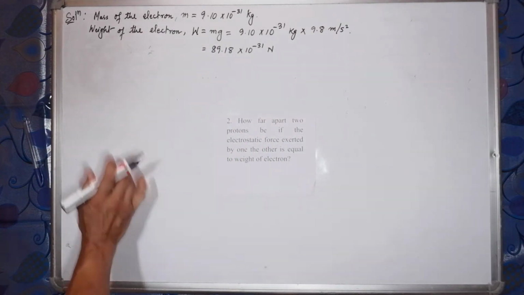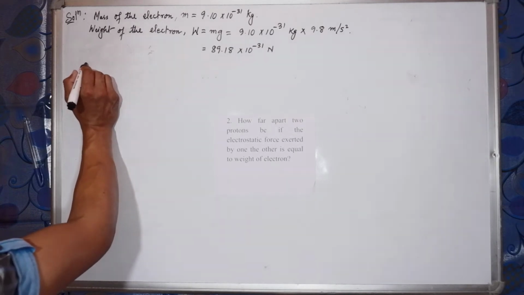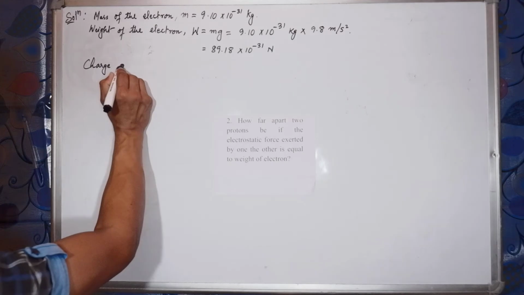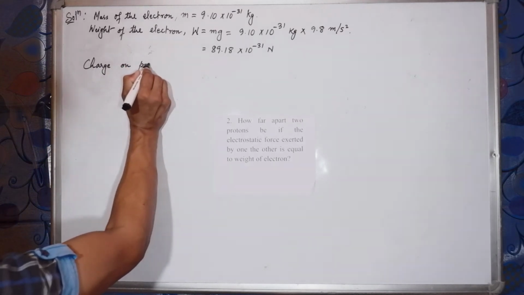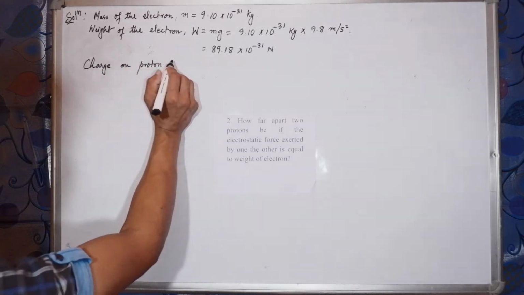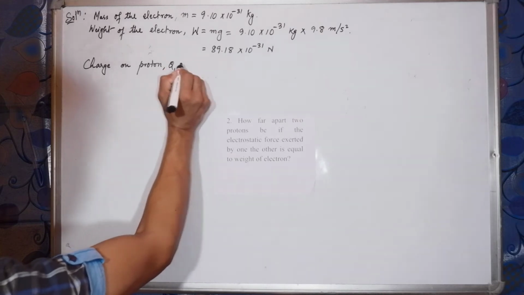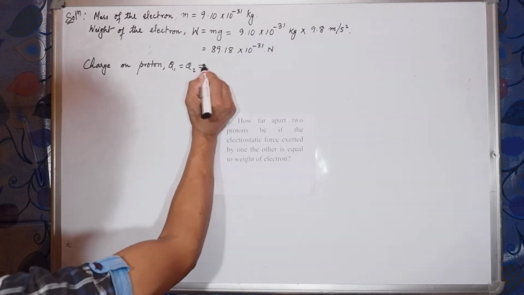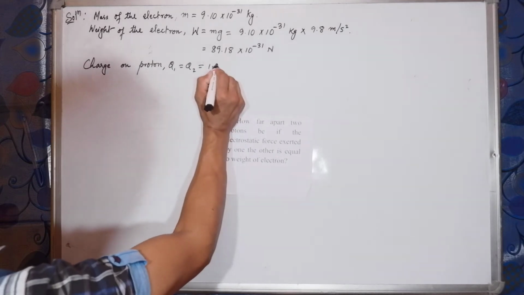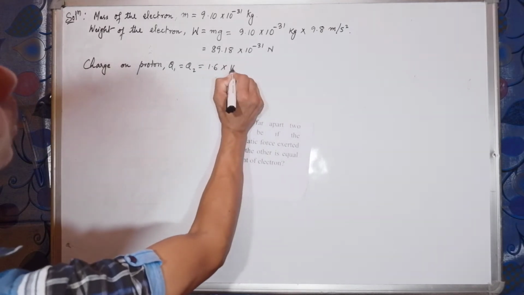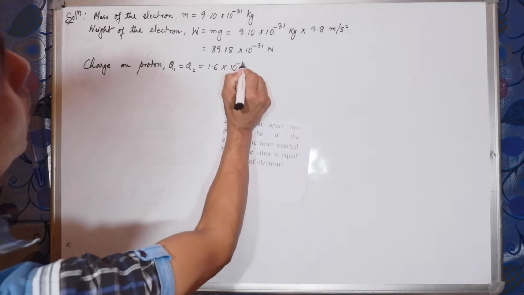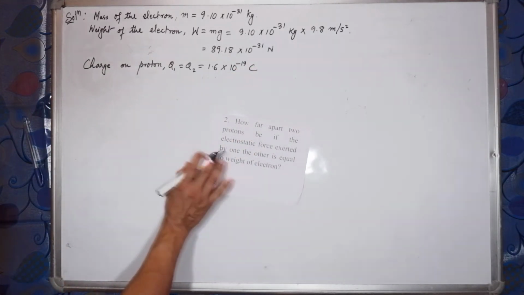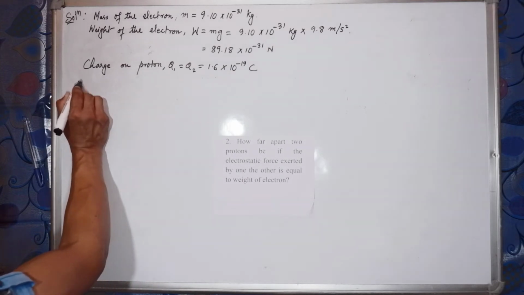Now the charge on the proton. We also know, let us write Q1, which is equal to Q2. Both of them are protons, so it is equal to 1.6 into 10 to the power minus 19 Coulomb.